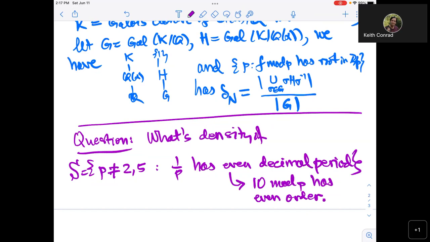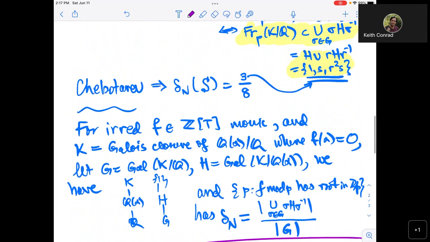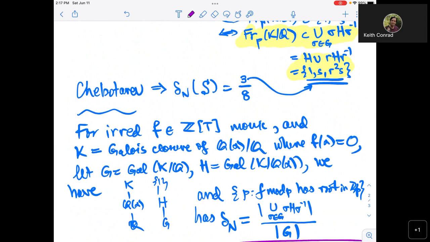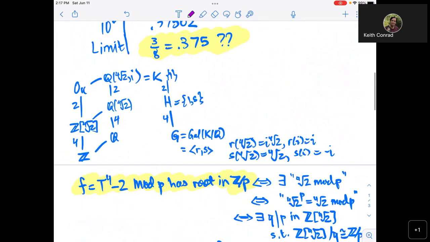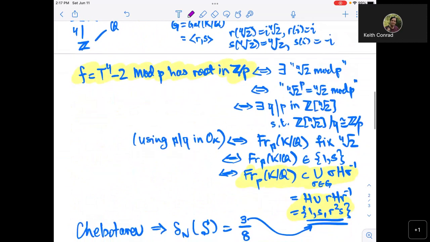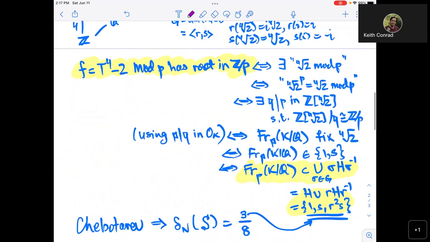Okay, question? Yeah. Yes. Yes. Yeah, if I, instead of x to the fourth minus 2, if I look at what? X squared minus n. Yes. Yeah.